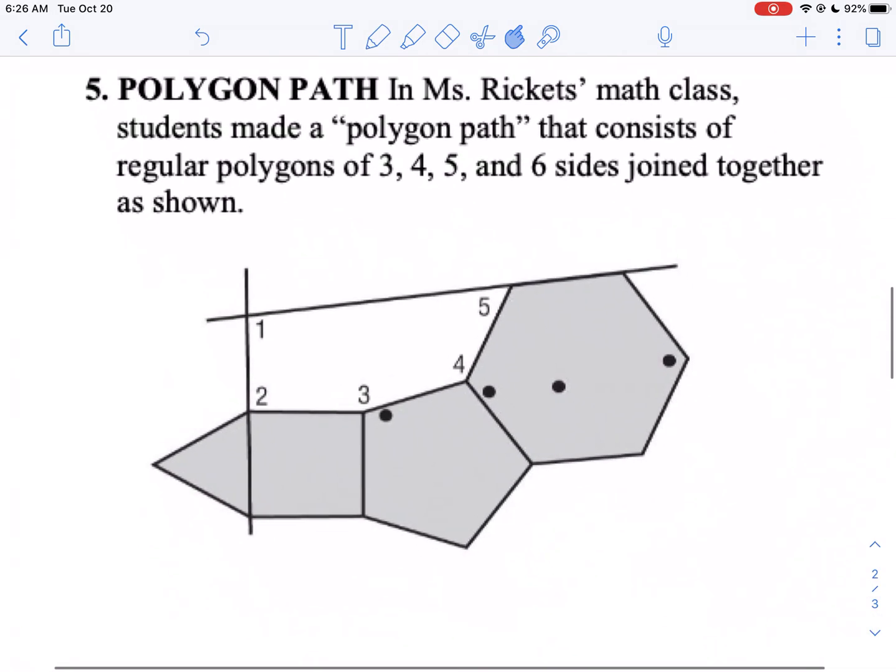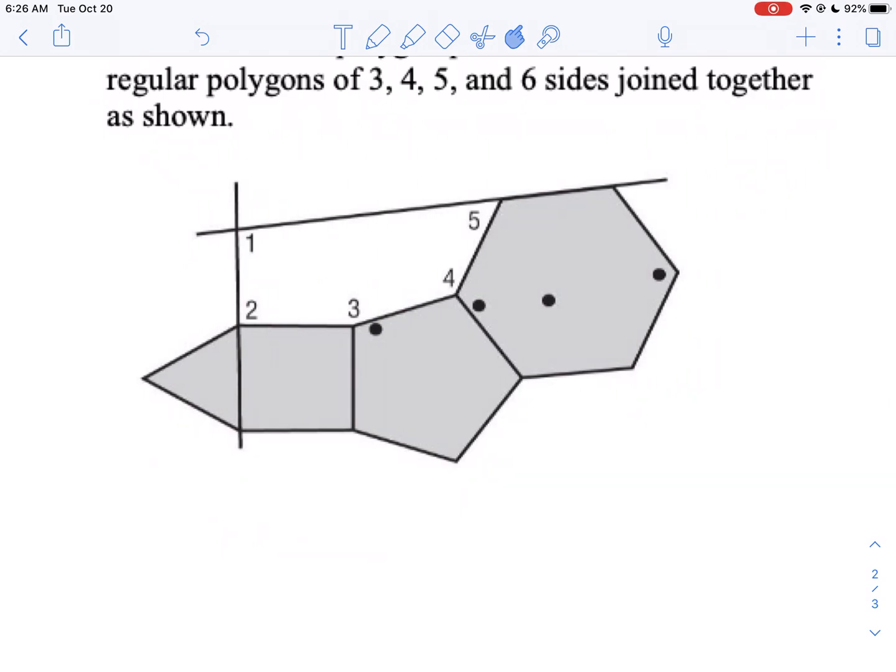Now, on the next problem, we're going to look at part D. We know the measure of angle 2 is 90 degrees. We know the measure of angle 5 is 60 degrees. We know the measure of angle 3 is 162 degrees. And we know the measure of angle 4 is 132 degrees. Well, we have a pentagon here, don't we?